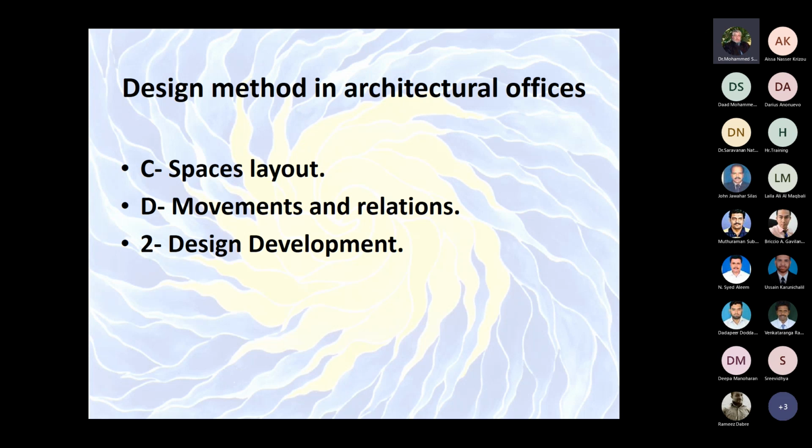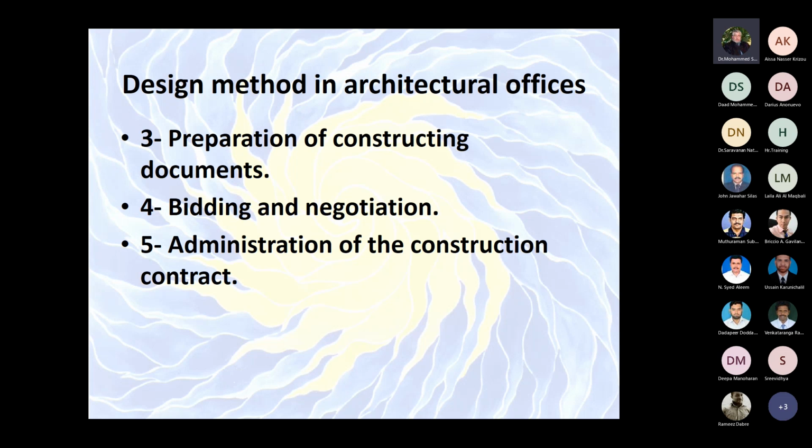The second stage is design development. They call it design development. Third, the preparation of construction documents, and then fourth, bidding and negotiation. Fifth, administration of the construction contract. And I think civil and architect engineers are familiar with that, because this is in the offices, which is different from what we do in the schools.